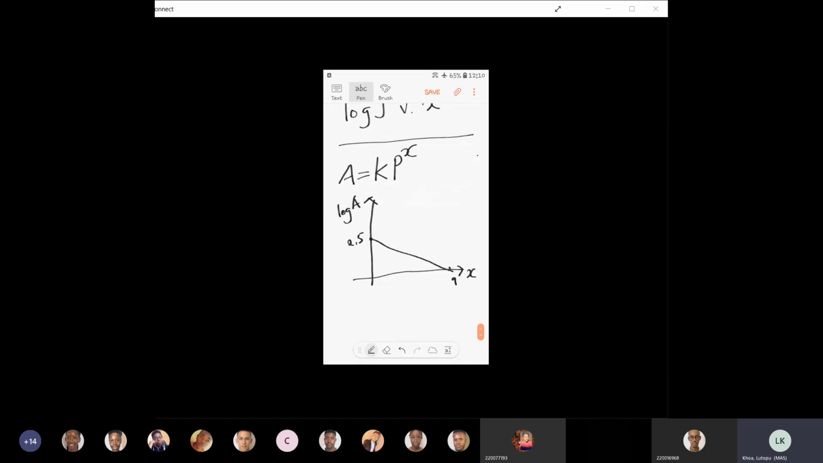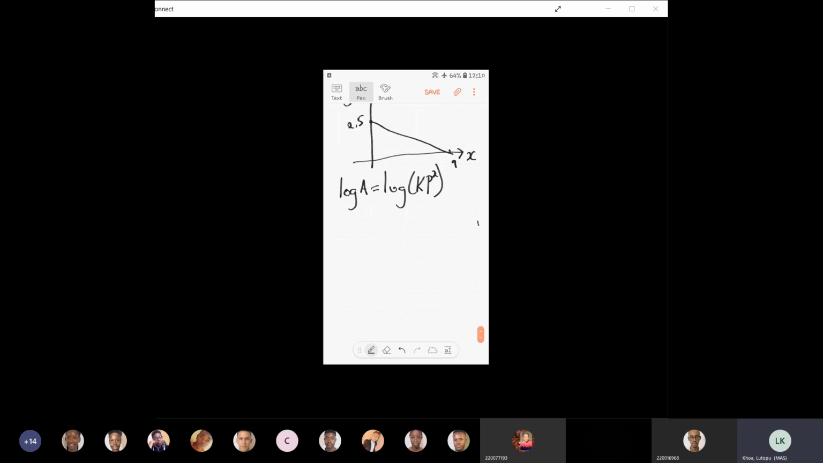So I have log of a. This is equal to log k p to the power of x. Then what I do, I expand on the right hand side. This is log a, this is log k plus log p of x. Then this is log a, this is log k plus x log p. So you can see this is your y.